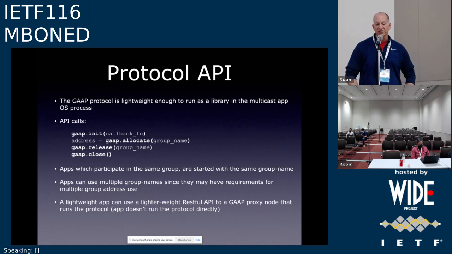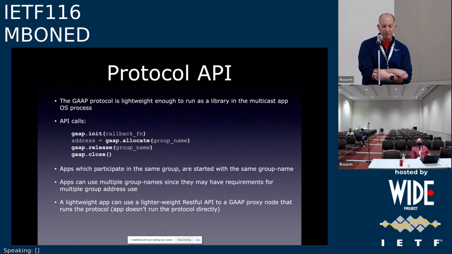Releasing it just means that this node doesn't have to GAP claim it. If it sees a collision and it's not part of the group name, it doesn't have to participate. It's only the guys that are joined to the group name that participate in the collision detection. And then closing the API means the GAP protocol shuts down in the application. Usually it's going to happen because the application is going to shut down because it's done doing what it needs to do.